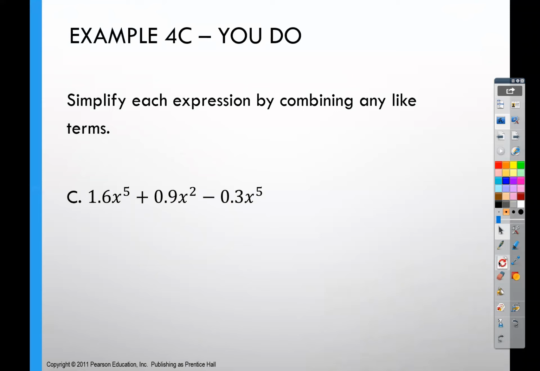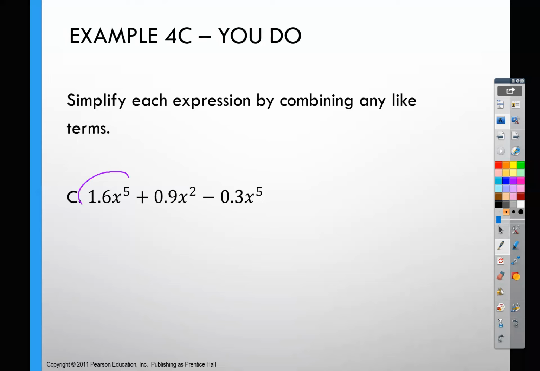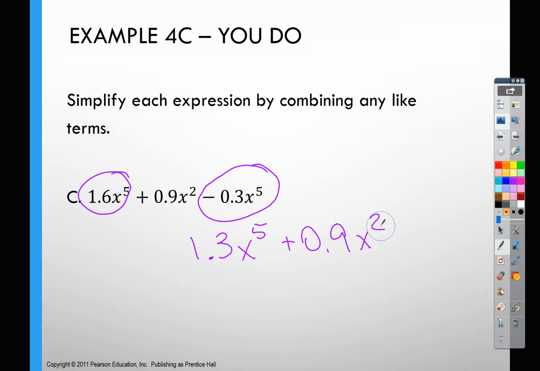Okay, so now let's combine these like terms. So when we're doing this, I want y'all to look at anything that has the highest exponent and then works its way down, okay? So I want you to look for the term with the highest exponent, which in this case is x to the 5th. So we're gonna go 1.6 x to the 5th minus 0.3. Realize I'm getting the sign from in front. So 1.6 minus 0.3 would be 1.3 x to the 5th. And then you can't do anything with the 0.9 x squared. So you just leave it.